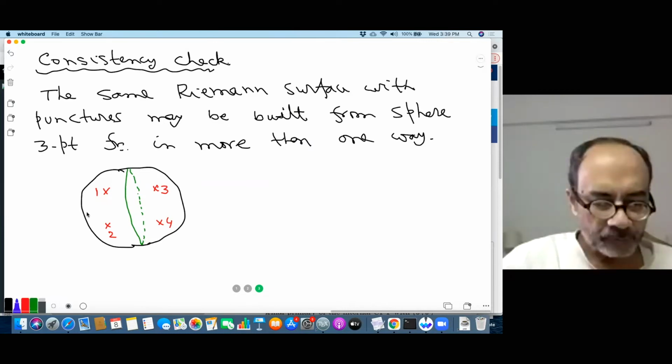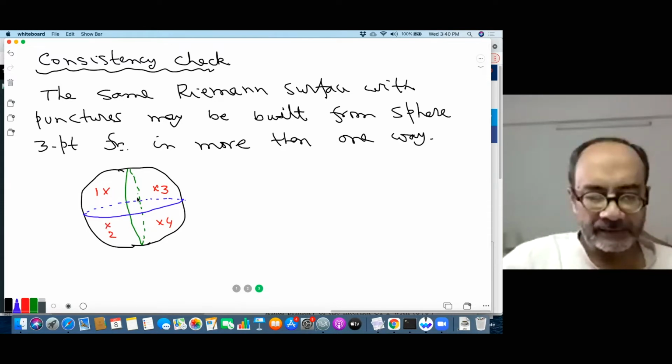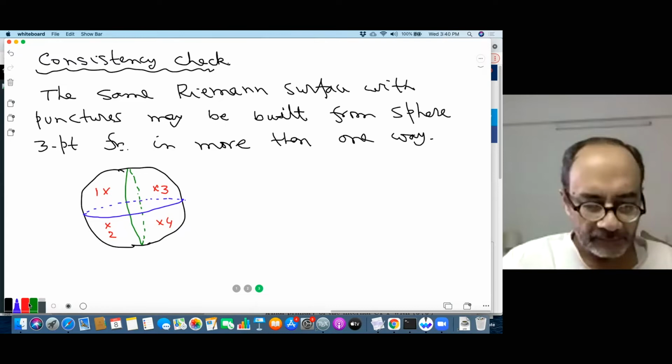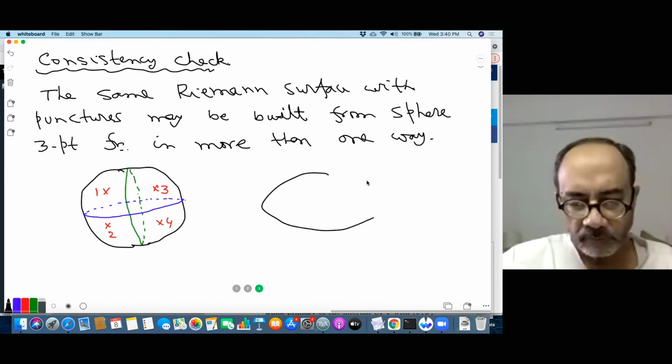Or you can cut open here and sew together a sphere with 2, 4, and a puncture, and 1, 3, and a puncture. And the question is, do these give the same answer? Similarly, for a torus 1-point function, that's another example. Take a 1-point function on the torus.